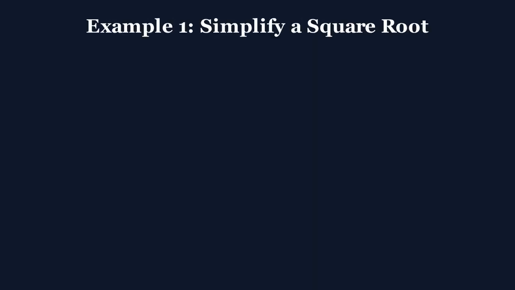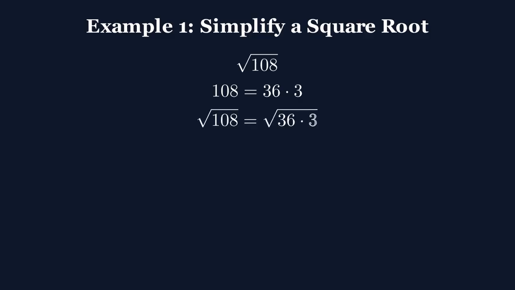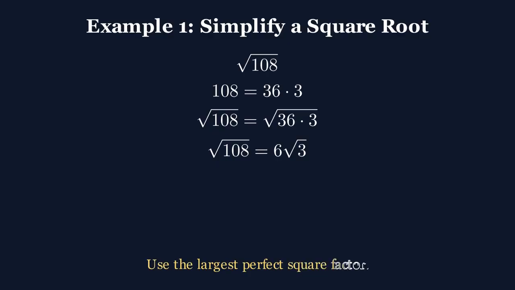Example 1. Simplify square root 108. Start by looking for the largest perfect square factor. 108 is 36 times 3. Square root 36 is 6, so square root 108 simplifies to 6 square root 3.